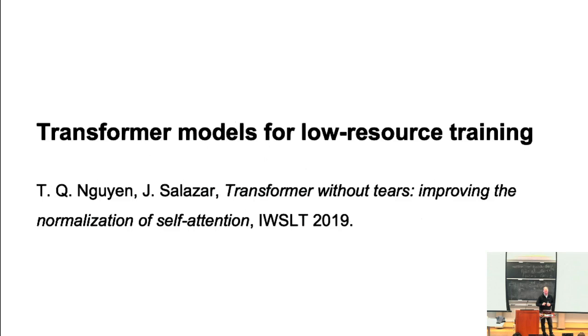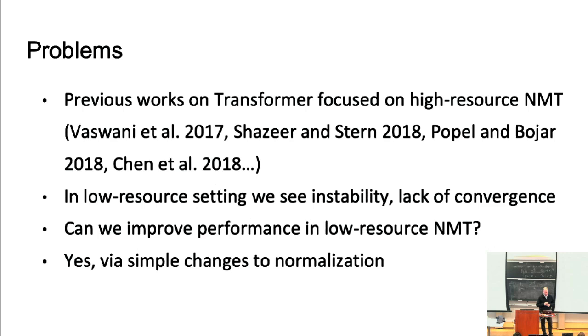So it's transformer models for low resource training. And this is done by a colleague of mine, Julian Salazar, with a student, David Chan, last summer at our place. It's about being able to get good results with transformer in a low resource setting. Most of the work is done for high resource setting, but if you start using these configurations in a low resource setting, you start to get instability and lack of convergence.